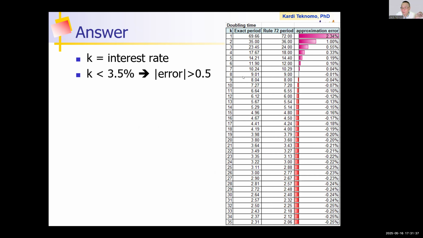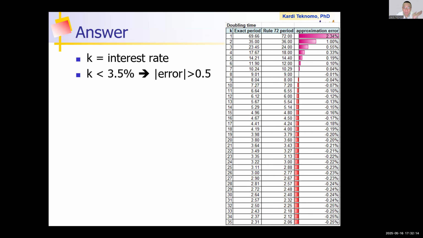If the interest rate is about 8%, this is about the best one. From 6 to 8%, and above this, is pretty okay. You see the absolute error is pretty small. But when K is small, the error is very big. When K is 1, 2, 3%, 4%, this is actually a very big error. So be careful when you are using the Rule 72.